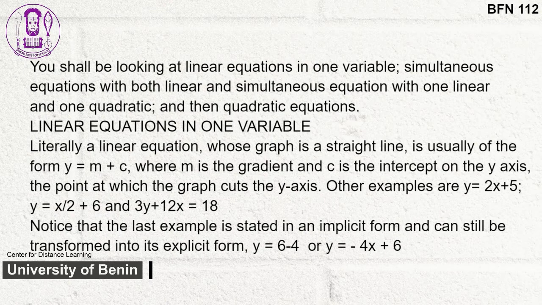Literally, a linear equation, whose graph is a straight line, is usually of the form y equals mx plus c, where m is the gradient and c is the intercept on the y-axis, the point at which the graph cuts the y-axis. Other examples are y equals 2x plus 5, y equals x divided by 2 plus 6 and 3y plus 12x equals 18. Notice that the last example is stated in an implicit form and can still be transformed into its explicit form, y equals 6 minus 4x or y equals minus 4x plus 6.